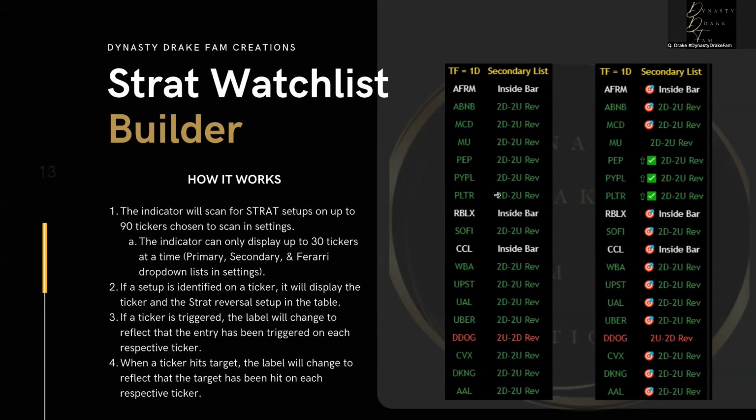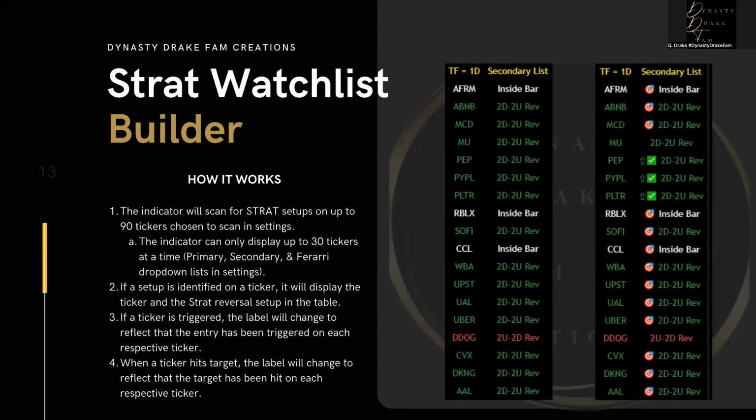So this is a screenshot. I don't even remember what day, but as you can see, it hit all of your targets, right? So the indicator will scan for strat setups on up to 90 tickers chosen to scan in settings. The indicator will only display up to 30 tickers at a time.